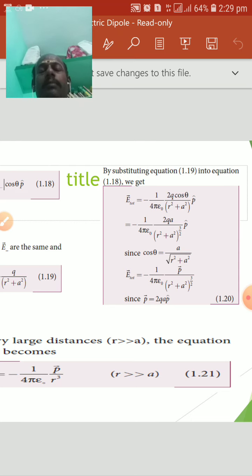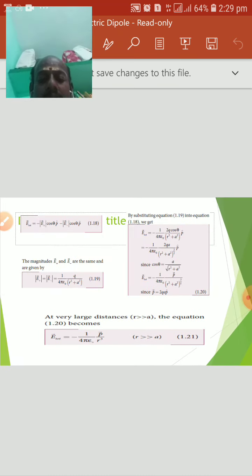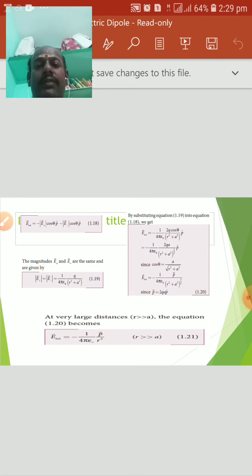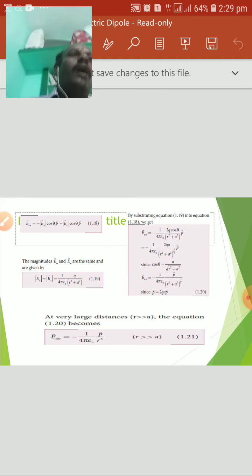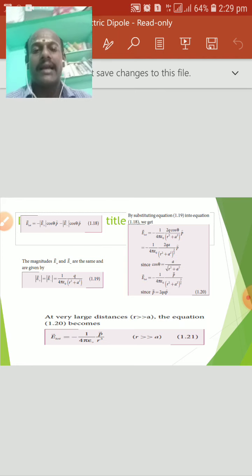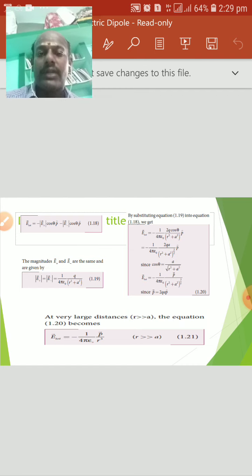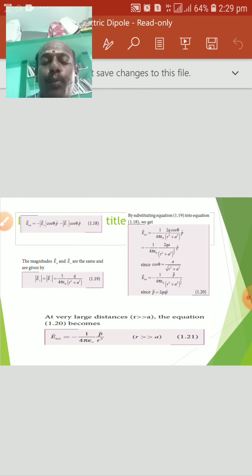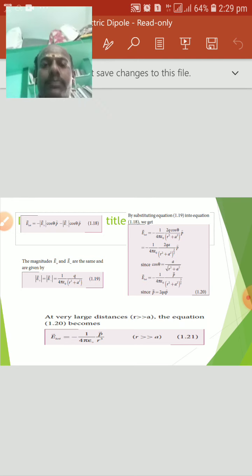Okay, and since p is equal to 2qA, again I am using the same assumption, that for a very large distance R is very much greater than A, so I can reduce the term into E total will be p by 4 pi epsilon naught R cube. And the difference between the axial line and the equatorial line is, for the axial line the value will be 2p by 4 pi epsilon naught R cube, but for the equatorial line it is p by 4 pi epsilon naught R cube. That's it. Thank you for watching.